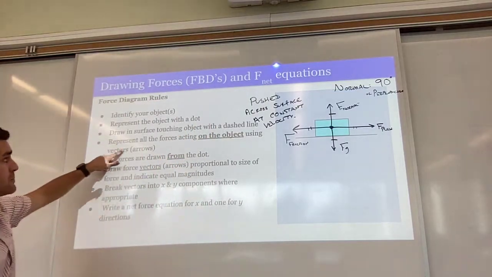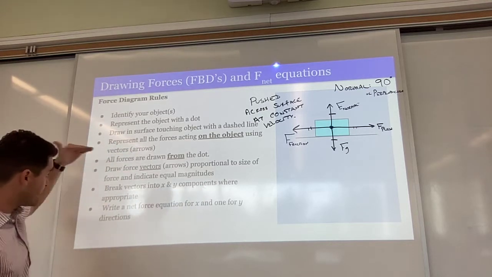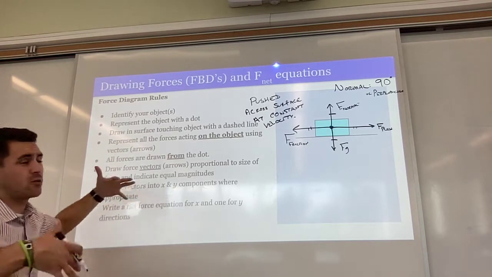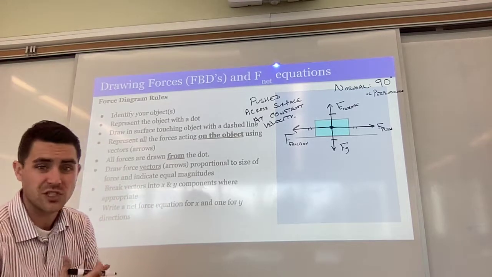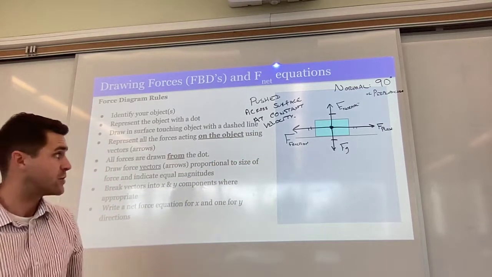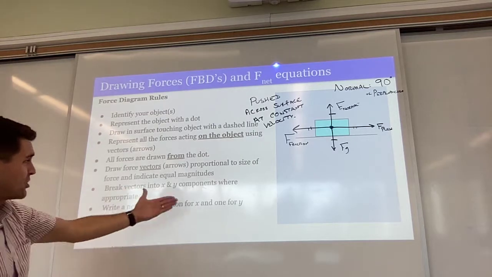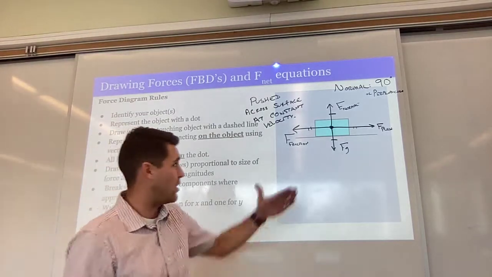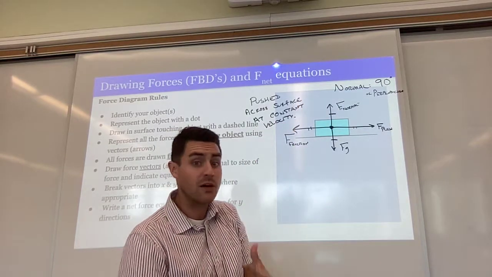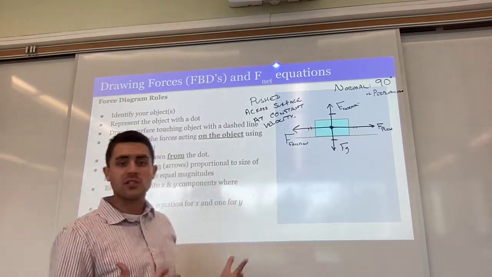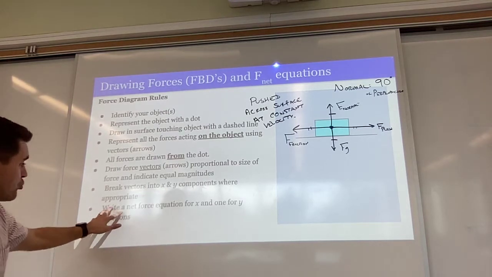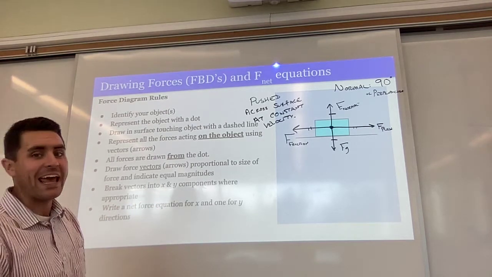All right? So I've represented all forces on the object using vectors. I've drawn them from the dot. The length of the arrows represents the size of the force. I wasn't really given information about the size of these forces, but I do know that they're congruent, so I drew those arrows the same size. Lastly, it says break vectors into x and y components. I don't really have that. I've got these vectors going horizontally and these vectors going vertically. I'll show you an example next of when I have component forces, but right now they're in the same direction. Lastly, it says write a net force equation for the x and y direction.